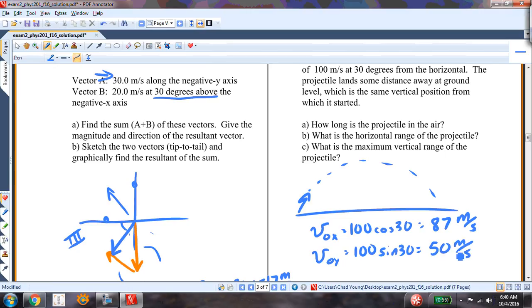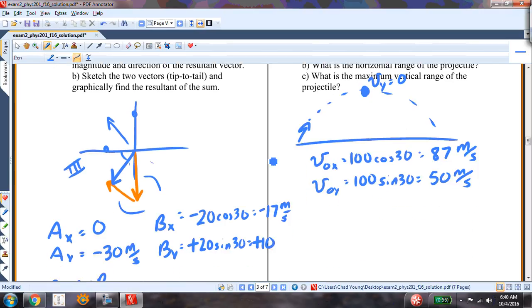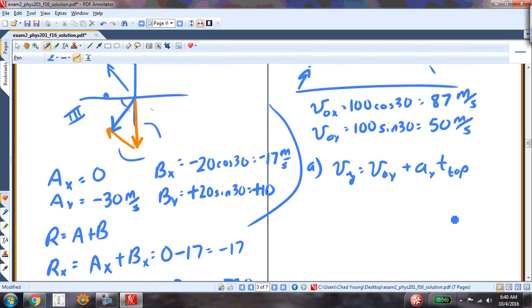I want to know how long it's in the air. I can do it a couple of ways. I'll consider this, that Vy at the top here is equal to 0. If I do that, I say Vy equals V naught y plus Ay t, and I'll call this t top. 0 equals 50 plus negative 10 times t top. Solve that for t top equals 5 seconds.